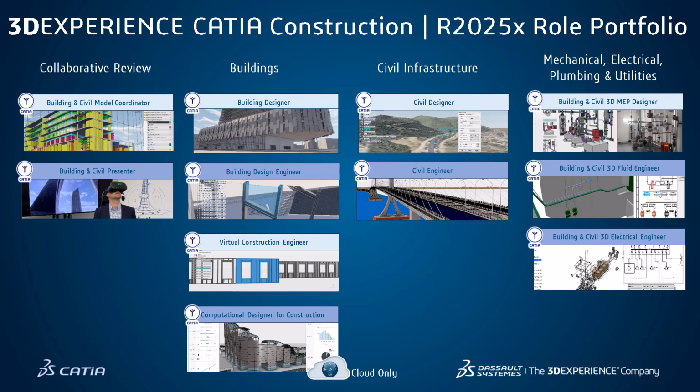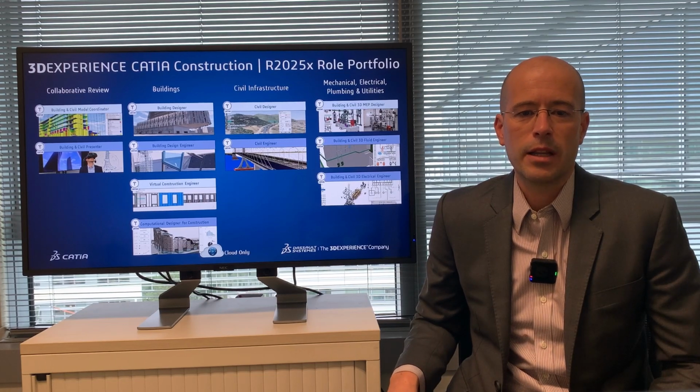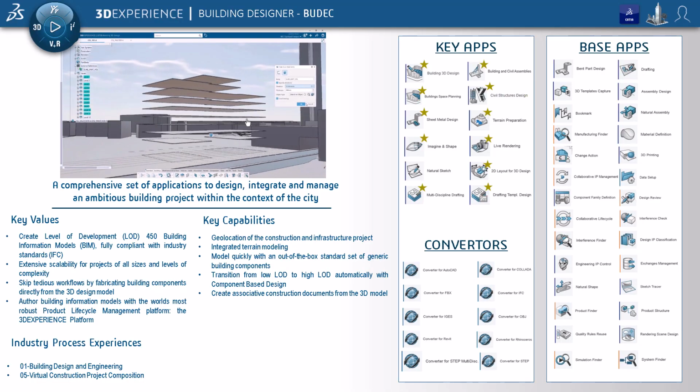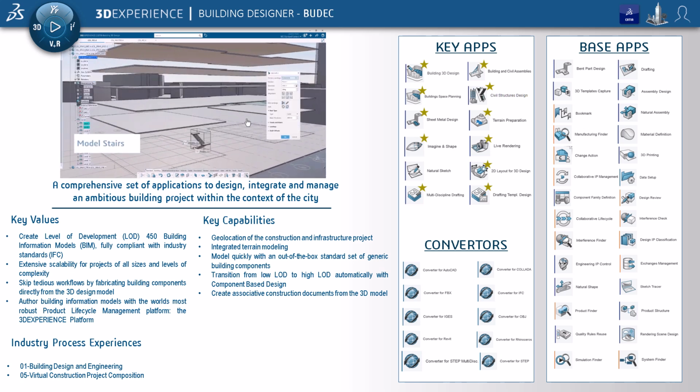So what you see on the screen is the portfolio as it stands today in 25x and the 4 main pillars. There are roles for collaborative review. There are roles dedicated to building design and engineering. There are roles for civil infrastructure. And then we have roles for mechanical, electrical, plumbing, and utilities. What is a role? A role is a collection of applications. And if we go to the building designer role, you'll see that this role is a collection of different applications dedicated to the design and engineering of buildings.